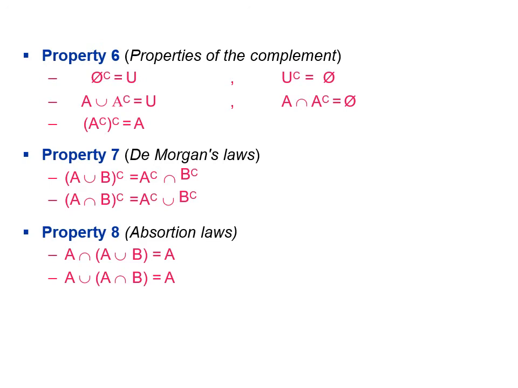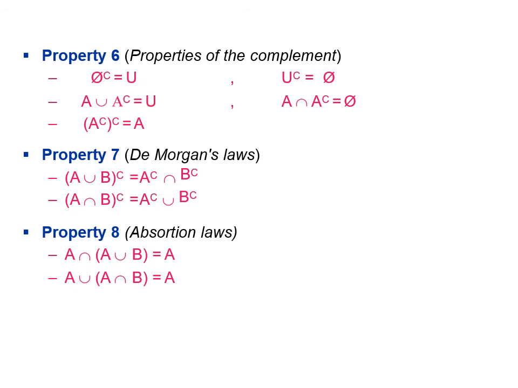Another one, the properties of your complement. The complement of your null is your universal set. The union of your set and its complement will be the universal set. The complement of a complement of a set will be equal to that set, so the complements cancel out. The complement of your universal set will be null. The intersection of your set with its complement will be equal to null.